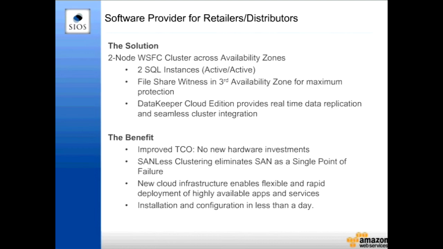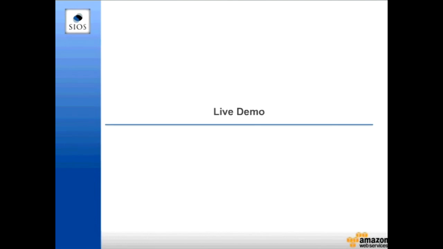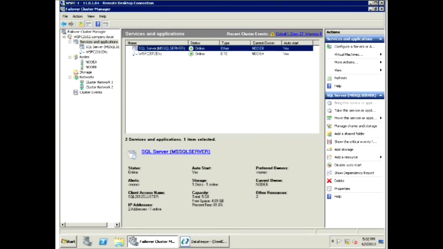So I'm going to go ahead and share out my screen, and this will take just a moment or so to activate. So you should be seeing a screen that says connecting to server. It should be loading the desktop screen that we'll be sharing here during the demonstration. And I'm going to show you a real live, in this case, 2-node Windows Server failover cluster running on EC2 that is DataKeeper Cloud Edition enabled. So 2 independent instances, no shared storage involved, and DataKeeper Cloud Edition is providing that real-time block-level data replication.